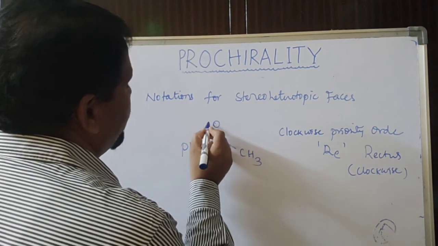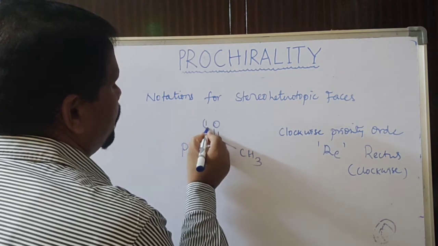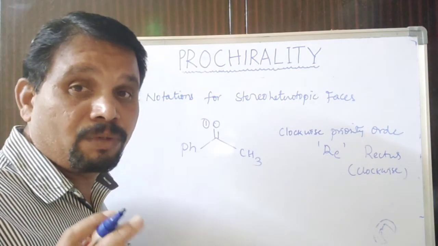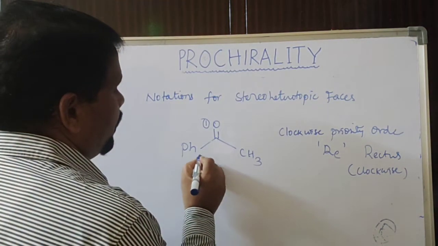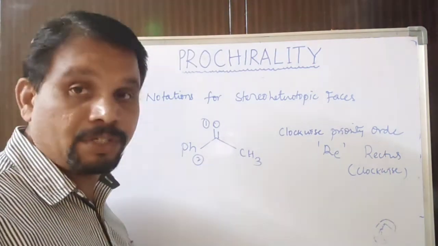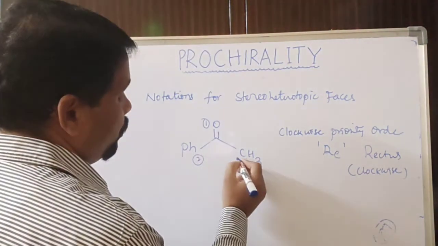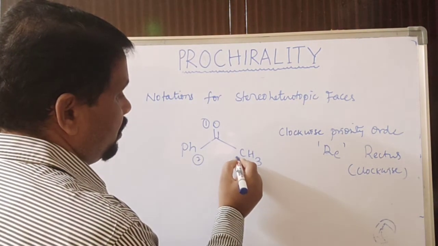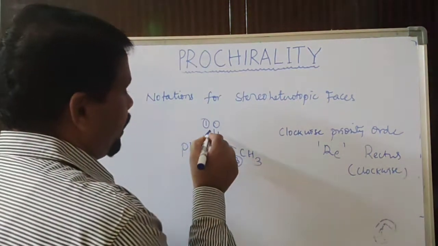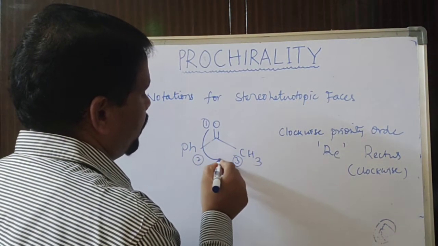So first we'll give priorities. Oxygen gets first priority because its atomic number is more than carbon. The phenyl group gets second priority because it has unsaturation and is a bulky group compared to CH3. CH3 is the last priority group. Then you can connect the priority order from 1 to 2 and 3.